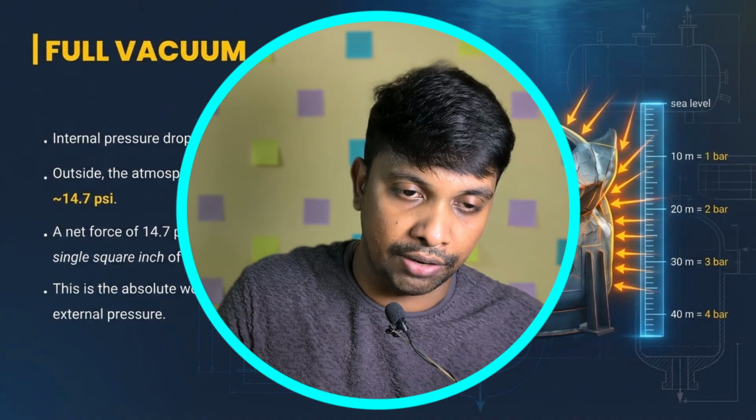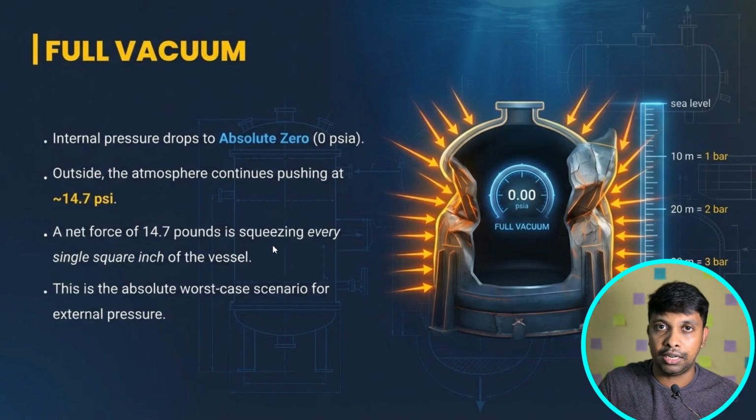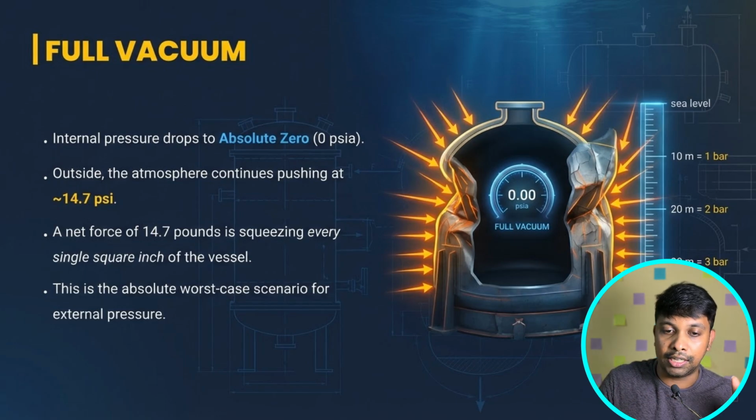If you are considering vacuum, there are two kinds. In the specification you will see sometimes full vacuum and sometimes partial vacuum. What is full vacuum? Normally the internal pressure is 1, that is atmospheric pressure. If the vessel's internal pressure drops to 0, that is full vacuum. There is no pressure at all inside the vessel, not even atmospheric pressure.